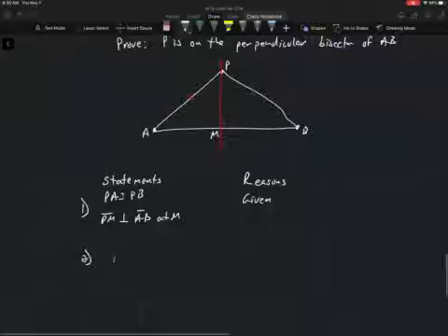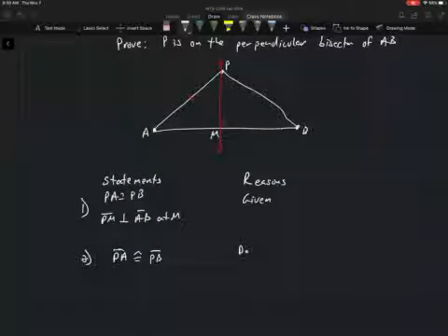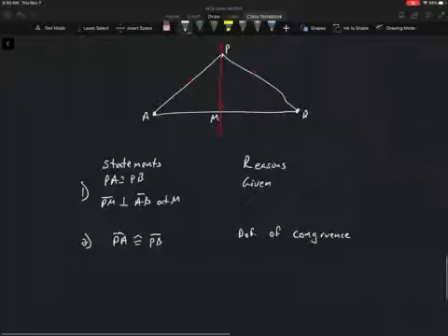Now, in this case, I believe that the first one that we can say is that segment PA is congruent to segment PB, right? And that is the definition of congruence. Let me write that again. You can see here, based on the diagram, that in fact PA is congruent to PB. So that's the definition of congruence.